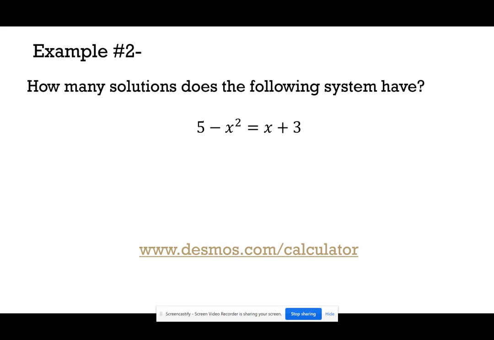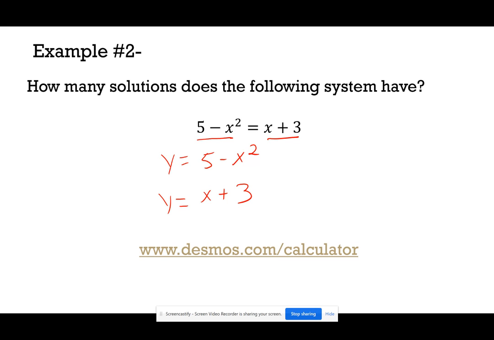Okay, example 2 is the same thing, but you notice it's set up a little bit different. So this time we have two pieces. We have this part equals this part, and they're all in one line. What we need to do first is separate them and set them equal to y. So I can say y equals 5 minus x squared. And I can say y equals x plus 3. Okay, and then I can graph those two new equations.